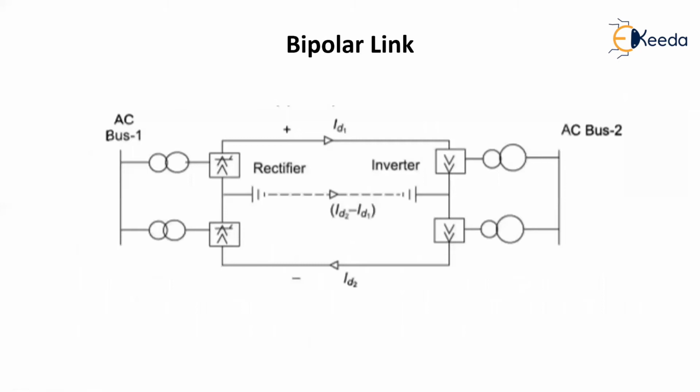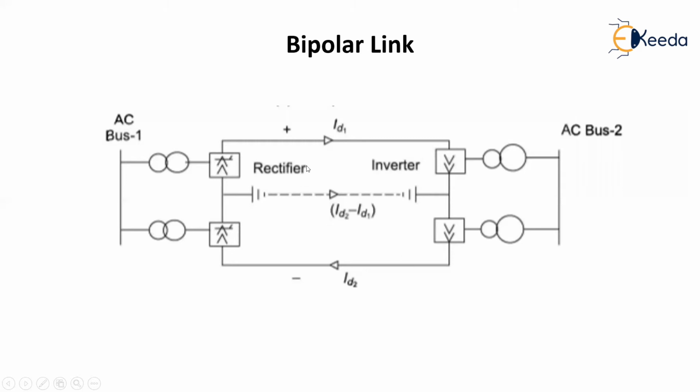So this is how bipolar link will look like. When we are speaking about bipolar, two poles should be there. So this is one conductor which is carrying current ID1, and this conductor is of positive polarity. And we have another conductor which is of negative polarity, which is carrying a current ID2. As we have already discussed in the previous slide, it has a mid ground potential. The ground is at the mid potential, so it carries a current which is the difference of these two currents.